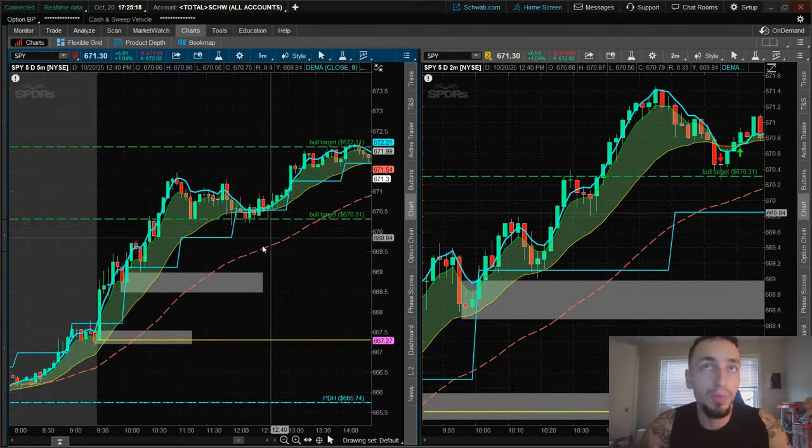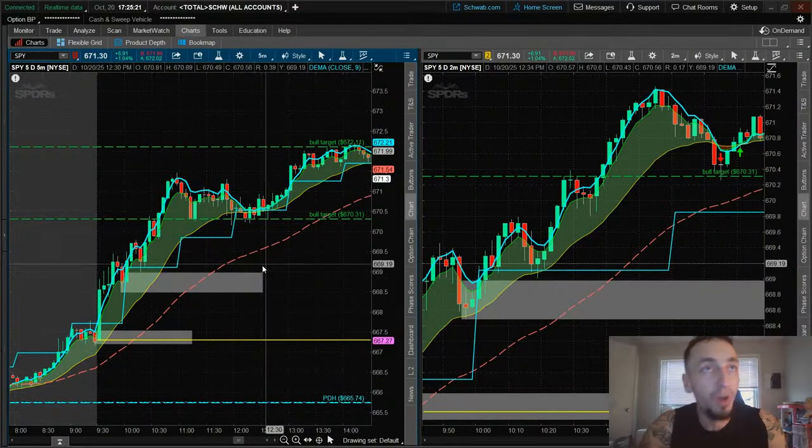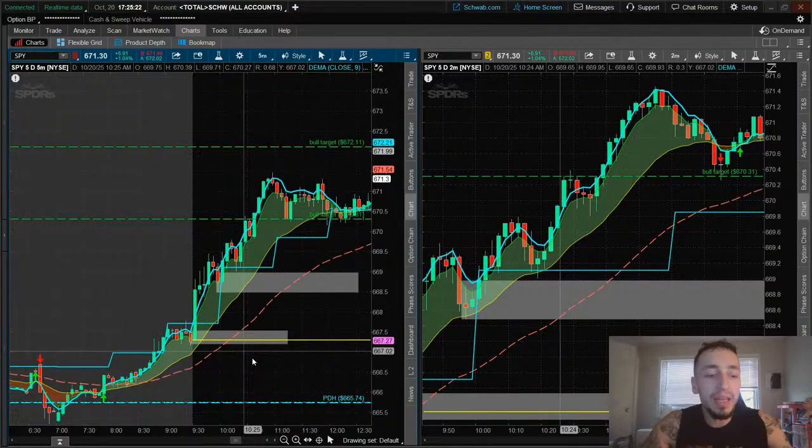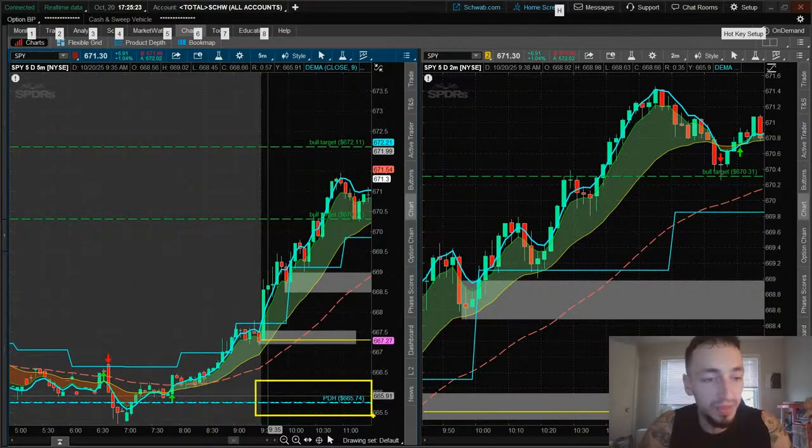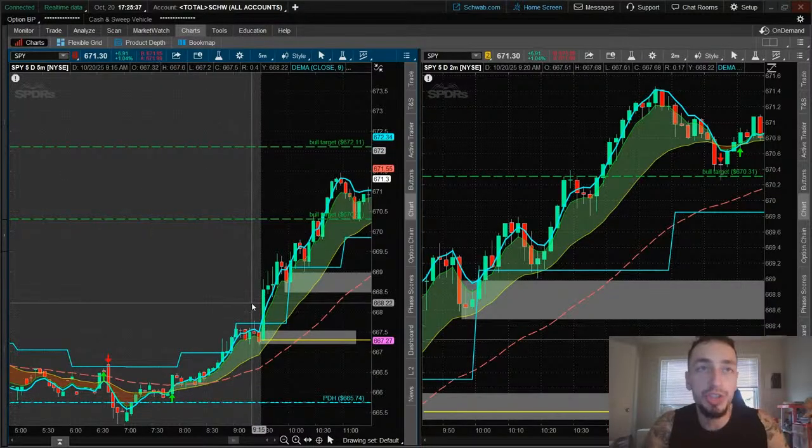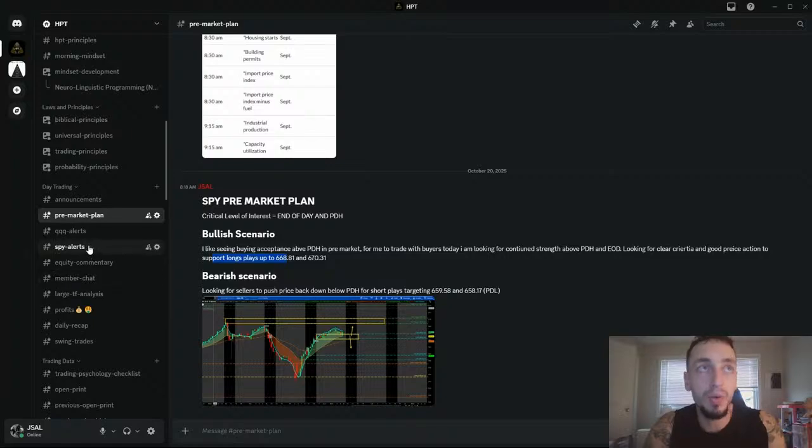Well, we rallied right into all of our upside targets today. And notice here, we're opening above previous day high. So once again, I can't just get into the market. I need that clear criteria. What's that criteria? Once again, guys, RBI, GBI, 2-minute 20 retest.